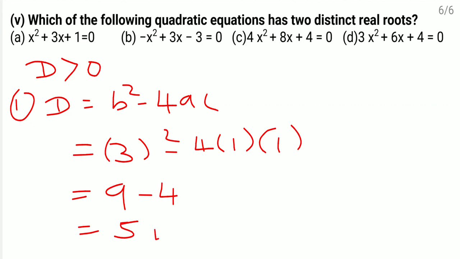This one is 3 square, 9 minus 4, which comes as 5. Right? So if 5 is there, this is greater than 0. It means that our roots will be distinct and real. Two different roots. That's all. Fine. So option A is the correct one. So no need to check the other options. Right?